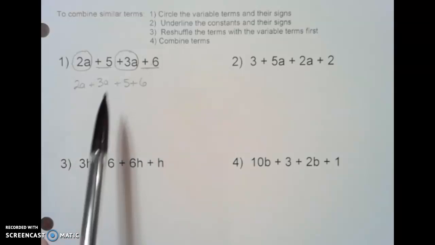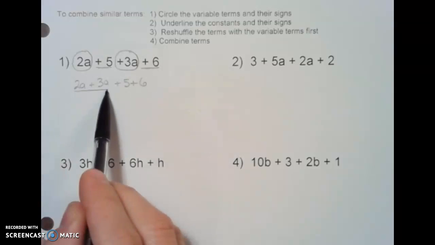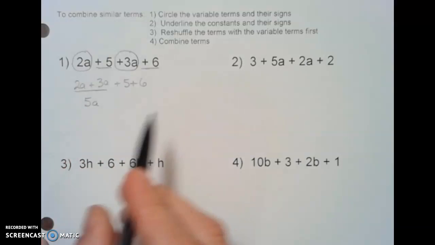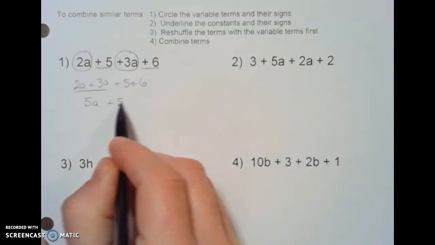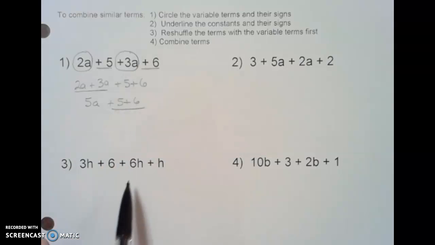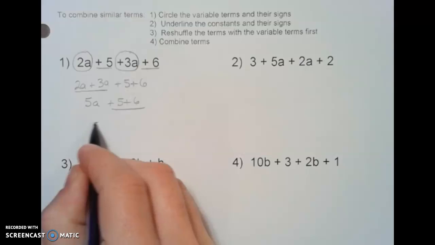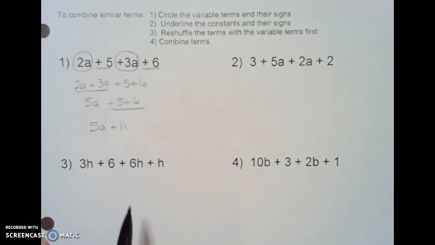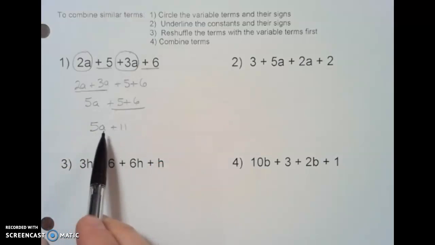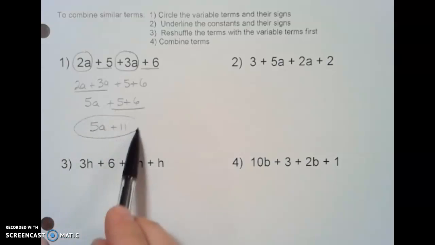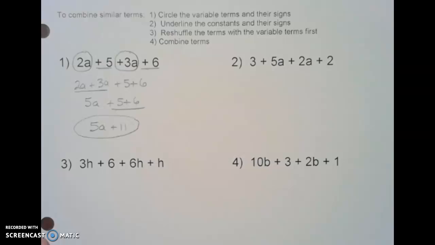And now I'm going to combine the terms that are similar. So my variable terms, 2a and 3a, that makes 5a. 2a plus 3a is 5a. Then I'm going to bring down my constants. And then I'm going to combine them. Positive 5 and positive 6 is positive 11. So this gives me 5a plus 11. These two terms are not similar to each other. It's a variable term with a constant term. So that's as simplified as this expression is going to get.